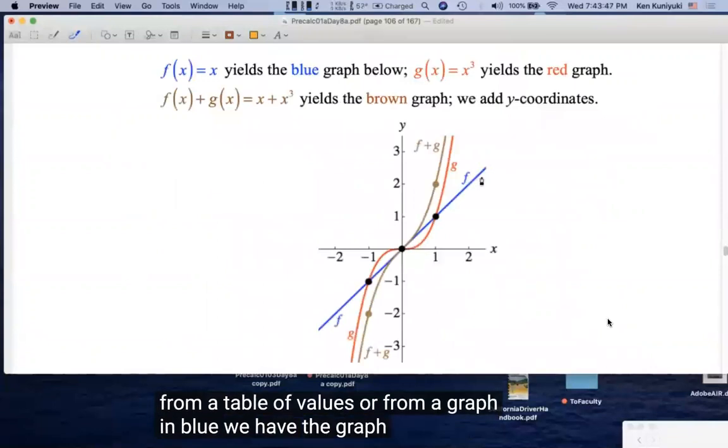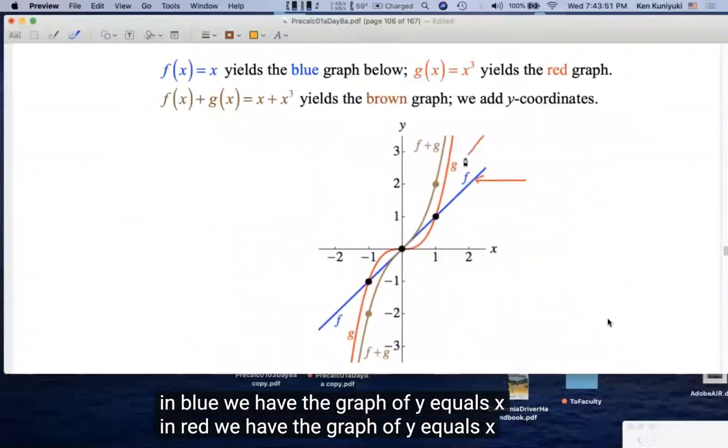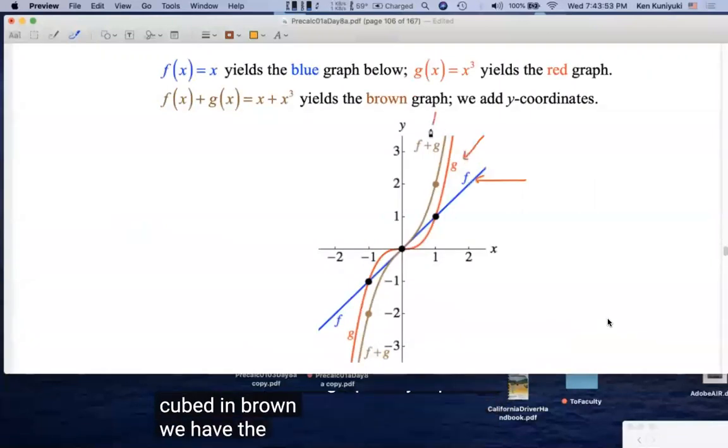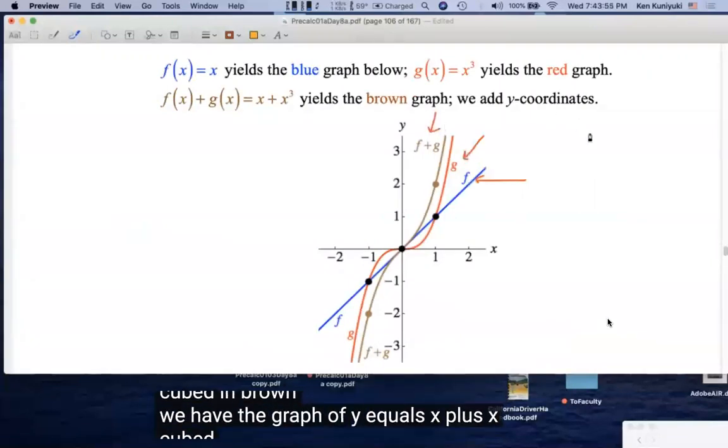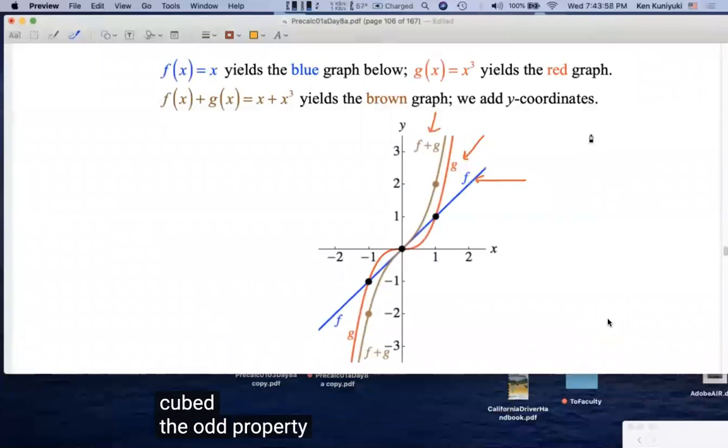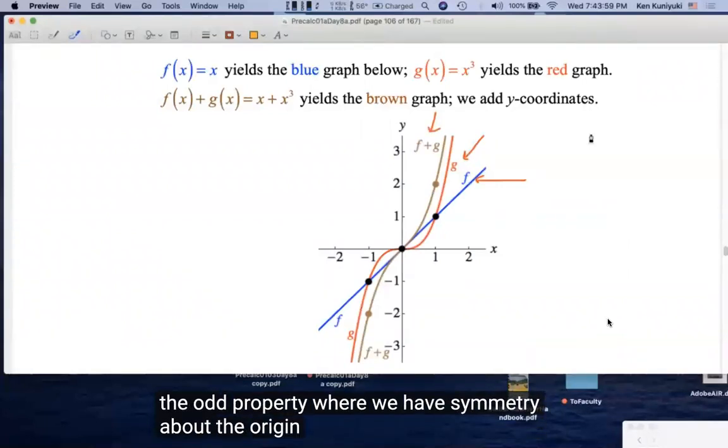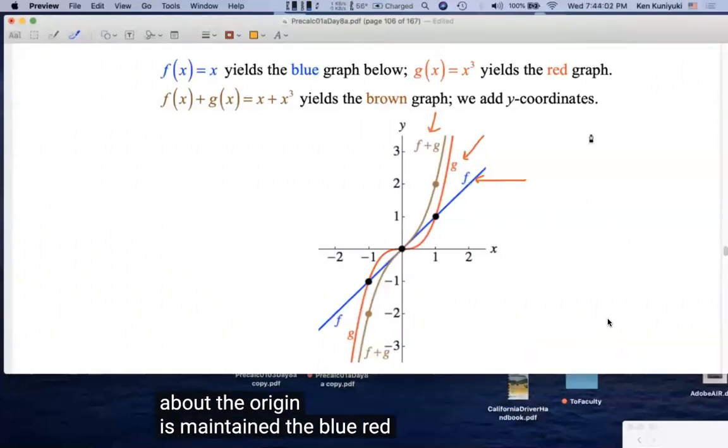In blue, we have the graph of y equals x. In red, we have the graph of y equals x cubed. In brown, we have the graph of y equals x plus x cubed. The odd property, where we have symmetry about the origin, is maintained. The blue, red, and brown graphs are all symmetric about the origin. All three of these are odd functions.